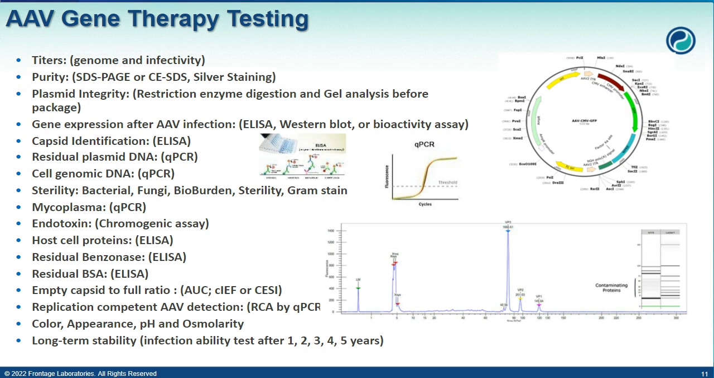We also help our clients to detect the gene expression after AAV infection. It can be done by ELISA, by Western blot, or bioactivity assay. For capsid identity by ELISA, residual plasmid by Q-PCR, cell genomic DNA by Q-PCR. As mentioned, the sterility test for AAV vector can be performed by bioburden, sterility, Gram staining, etc. We also perform Mycoplasma by Q-PCR and endotoxin by chromogenic assay.